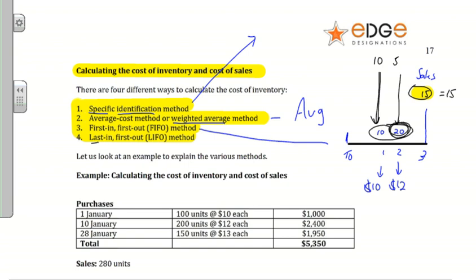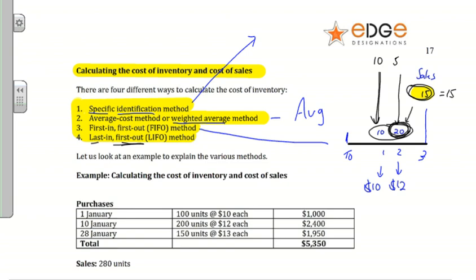The next method is last in, first out. In other words, the ones that came in last go out first. So in my example, if I sell 15, where do they come from? They all came from the 20, because the 20 came in last. Last in, go out in terms of sales first.